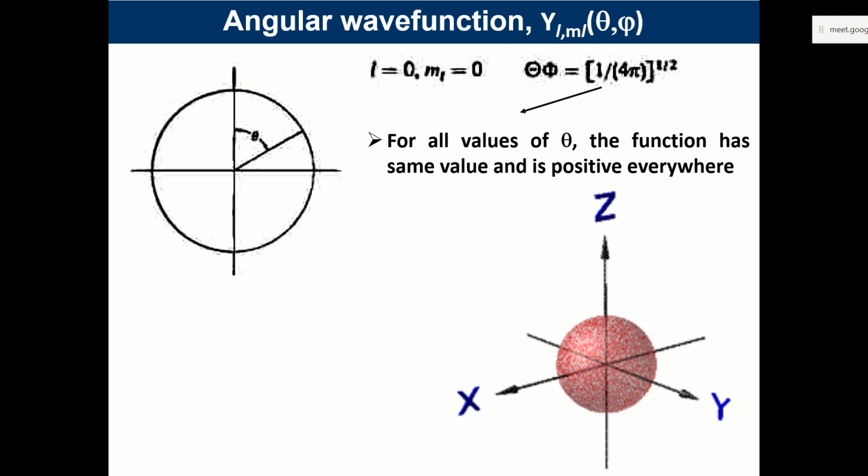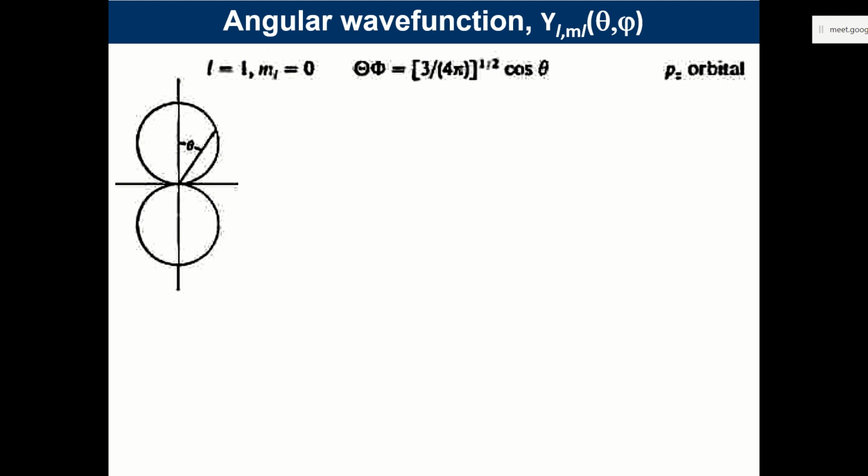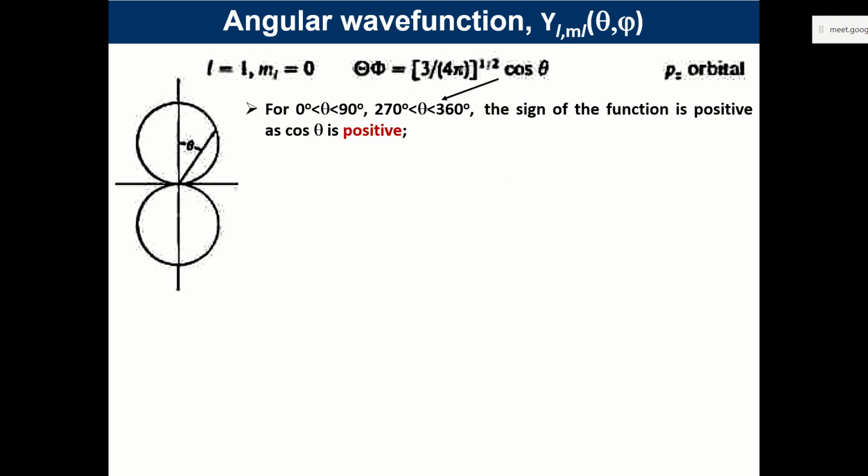So when we are detailing about the s and p orbitals, for the s orbital, l and ml are 0 and 0. So for all values of theta, the function has the same value, and that's why it is positive everywhere if we write it like this. For the pz orbital, it is a cos theta function.